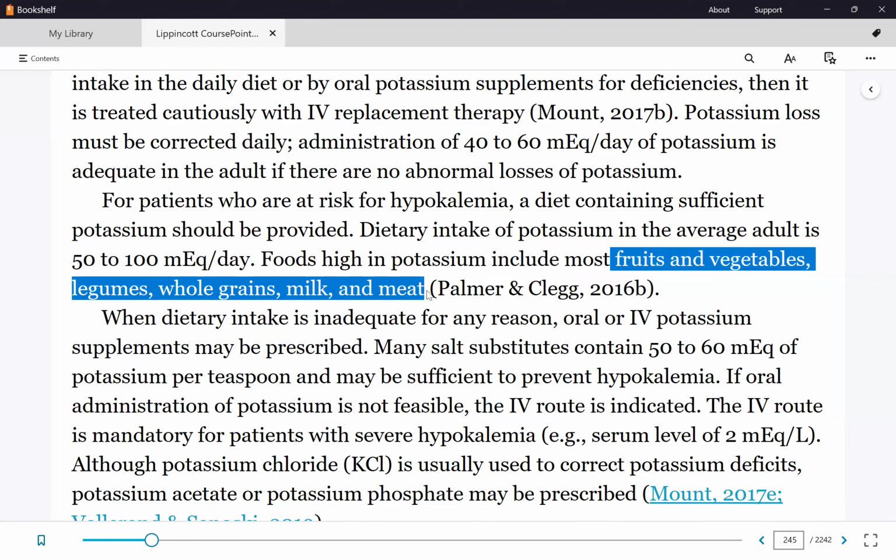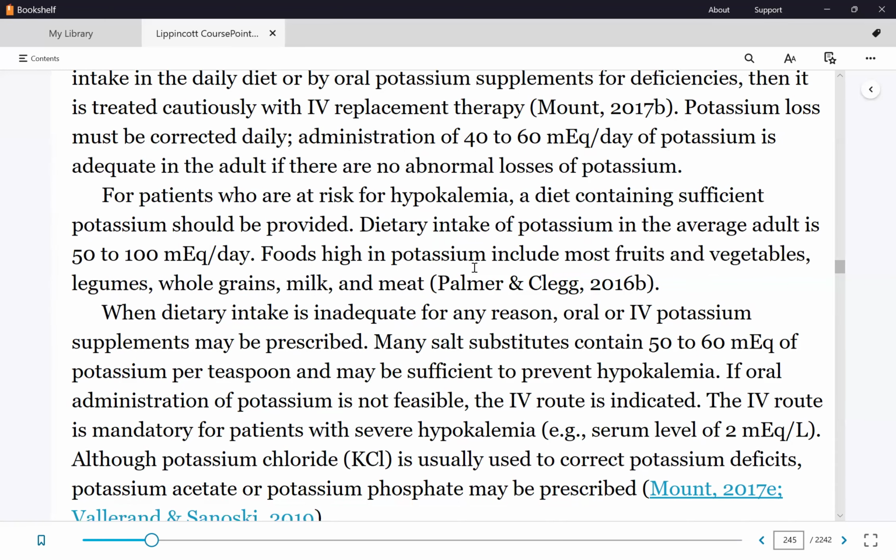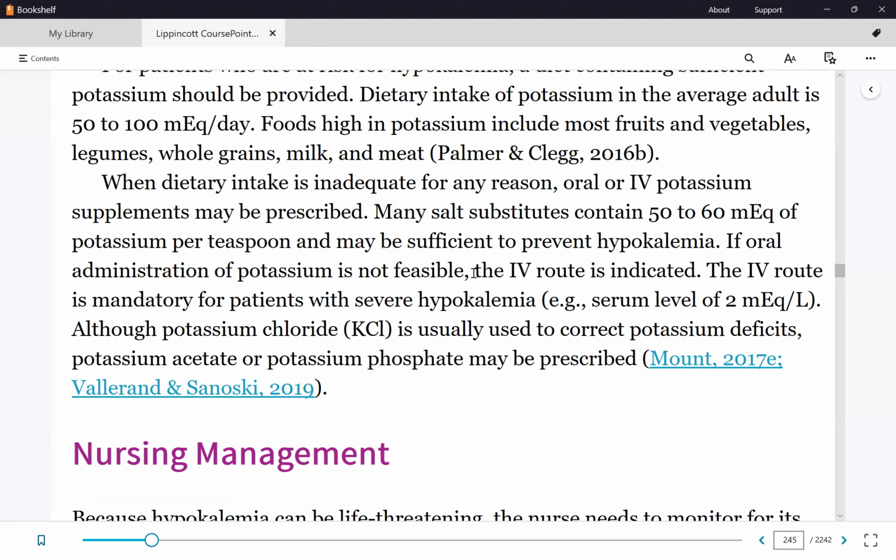So granting this, what problems could you see with people who are not eating, with hypokalemia? All right. If we can't accomplish it through food and beverage, then it's time to give the supplement, right? So we give them tablets, capsules, or liquid preparations of potassium.